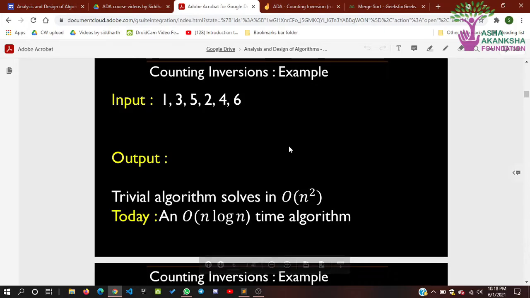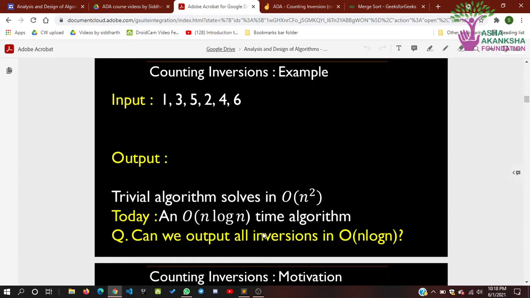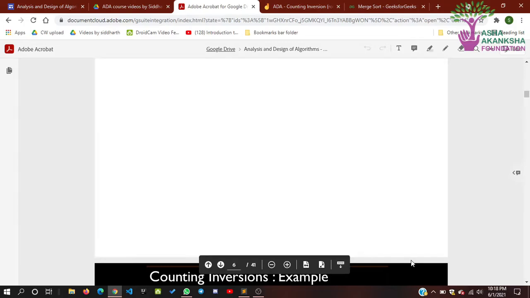Now our main goal today is to create an n log n time complexity algorithm. I have discussed the explanation part of counting inversions, and I have discussed the naive approach. Now I am going to discuss the divide and conquer algorithm. So how do we output all the inversions in n log n time?